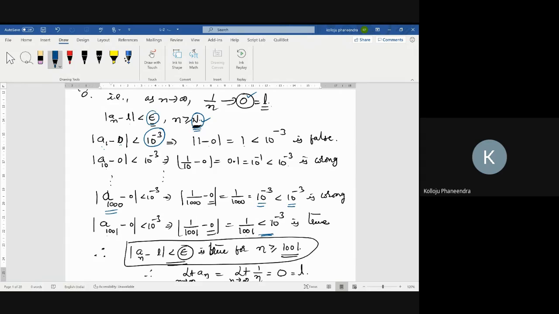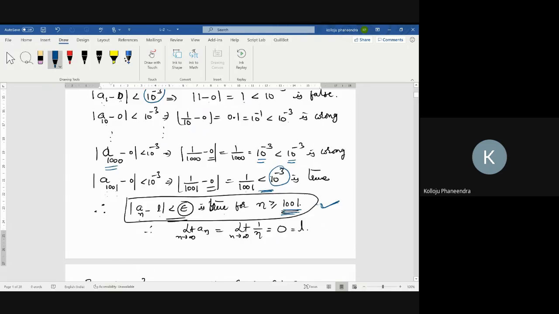It is true. Similarly, the 1002 term, a 1 lakh term, a 1 crore term, every term after 1000 is definitely less than my prescribed epsilon 10 power minus 3. Therefore, the definition an minus L less than epsilon is true for n greater than or equal to 1000, not 1. This is the explanation for the theoretical definition.